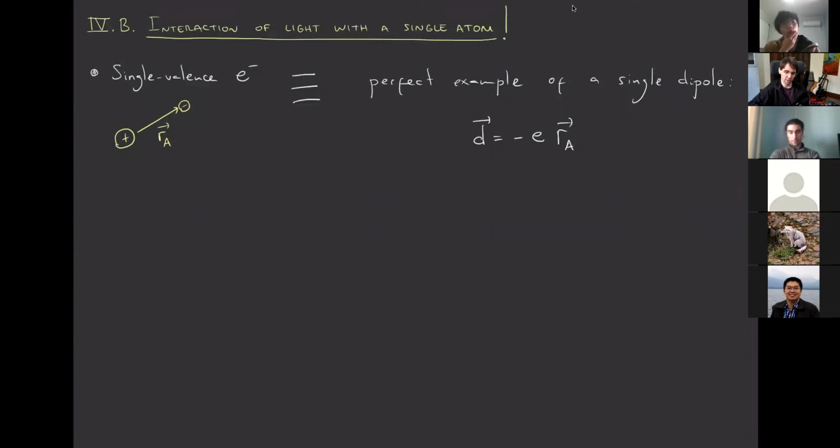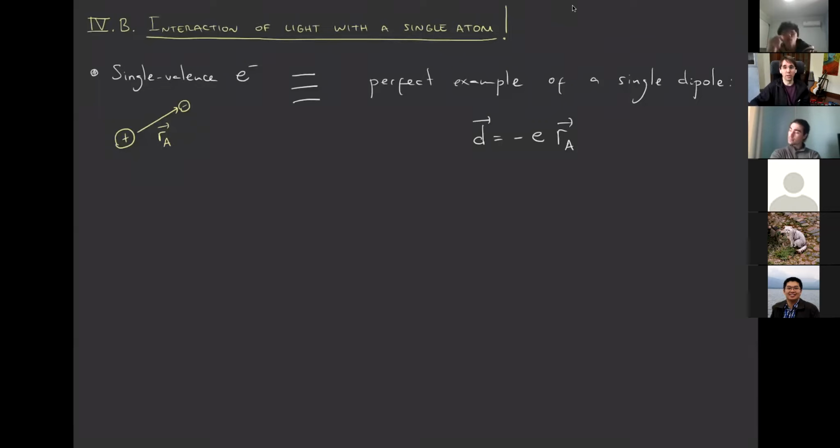Here we are assuming that both of these charges have charge 1, plus 1 and minus 1. The minus sign simply comes because usually the dipole moment is defined from negative to positive. But in the case of the atom, we define the relative coordinate between the proton and the electron from positive to negative, as I have shown in the picture, in this figure.